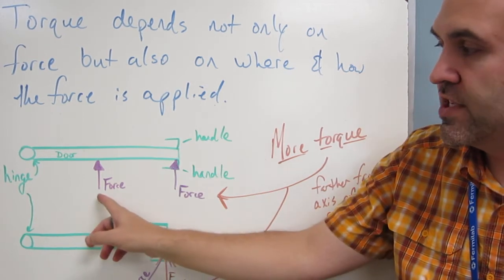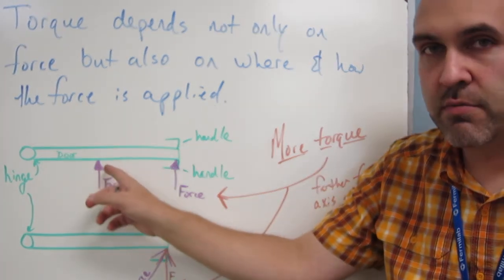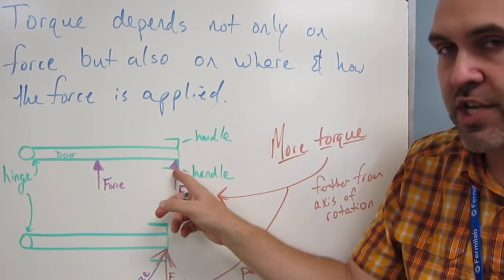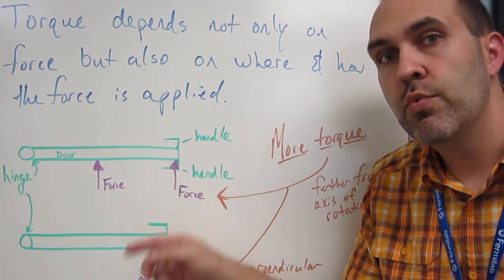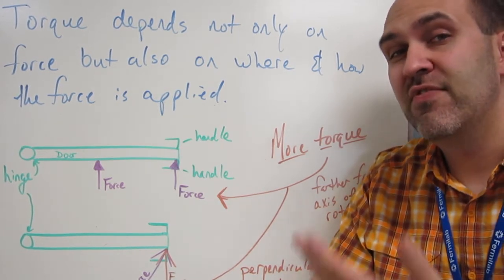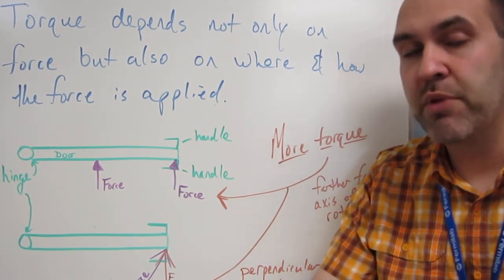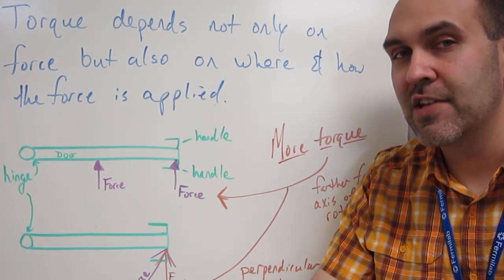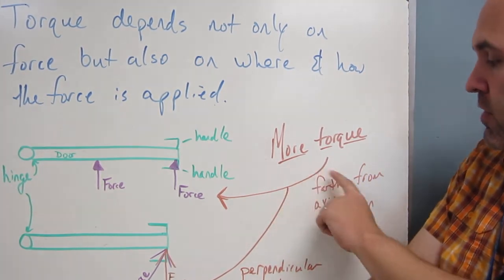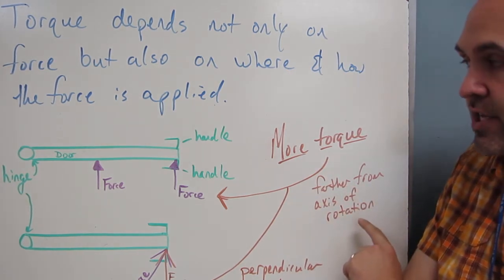If we apply a force here in the middle of the door, we get a certain amount of torque. But if we apply that force a little farther from the axis of rotation, over here where the handle is, we get a lot more torque. That's in fact why we put the handle as far from the hinge as possible. It makes the door easier to angularly accelerate. It makes the door easier to open. So that's one rule: more torque the farther from the axis of rotation.